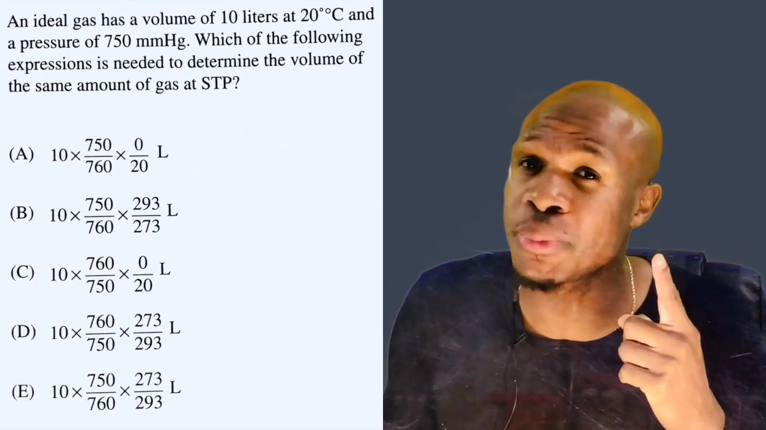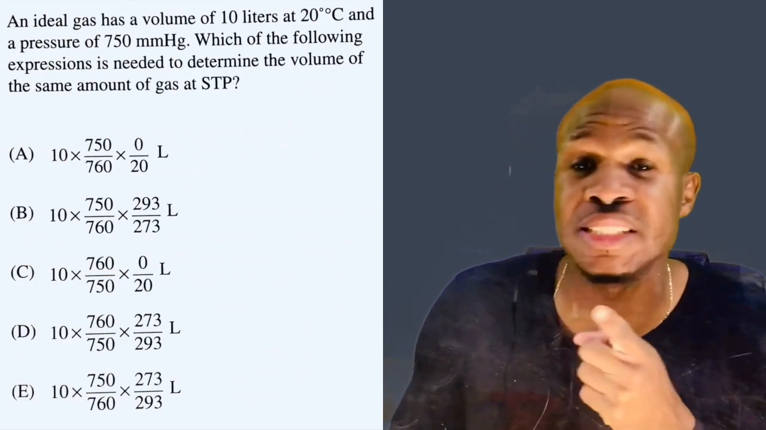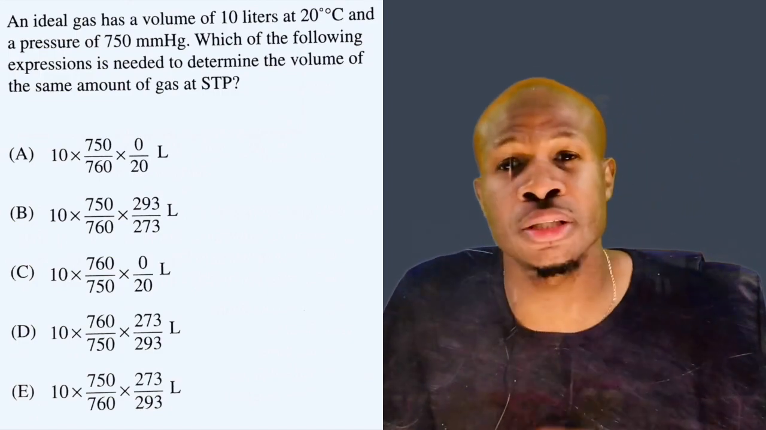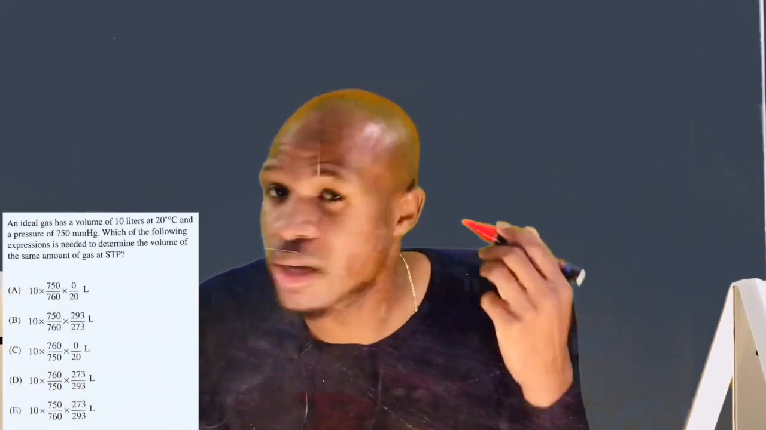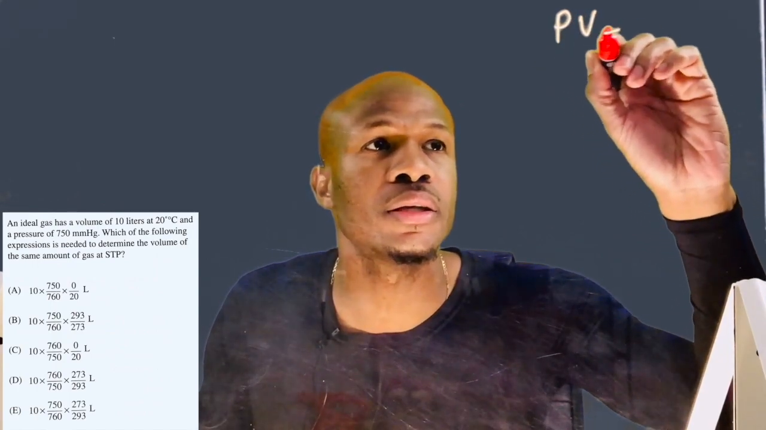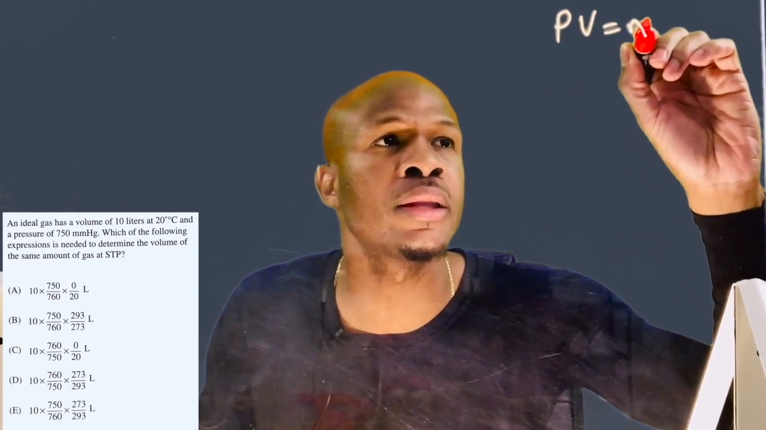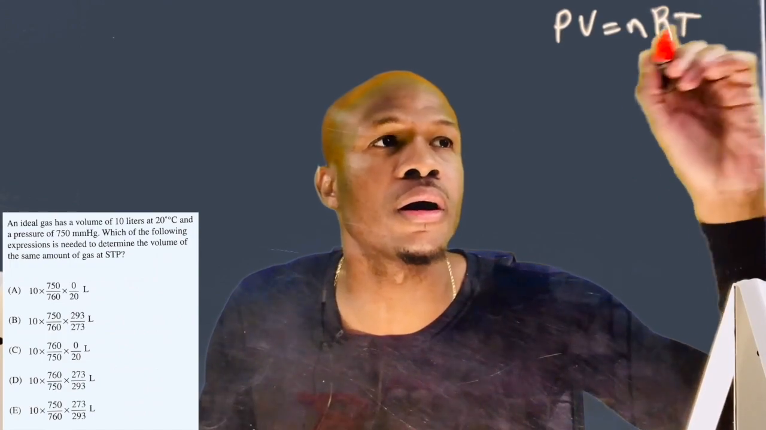What equation comes to mind, right? And it says an ideal gas. What's the equation for an ideal gas? Well, you should know this right off the top of your head. What is that? That's PV equals nRT.